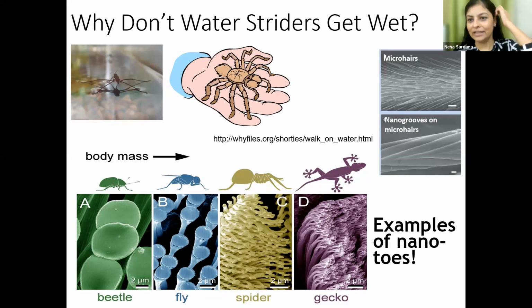And according to the size of the animal, if the weight is larger like a gecko, or if the weight is lesser like a beetle, the sizes of these microhairs and nano grooves have to be adjusted so as to take the weight of this particular insect or a reptile. So you can imagine, if we want to lift ourselves as humans, we need much smaller sizes even than a gecko, because then only will we be able to create that kind of vacuum, that kind of buoyancy effect.